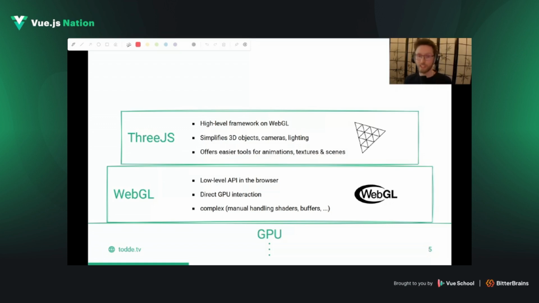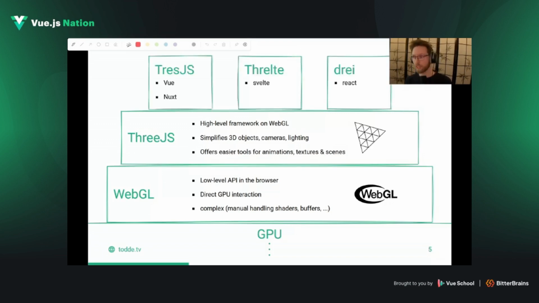And on top of Three.js, there are several libraries out there. In our case, for Vue and Nuxt, there's TresJS. A shout out to Alvaro and his team at this point for this awesome library. But also in other frameworks there are other things. For example, you can use Drei in React or Threlte in Svelte, and so on and so on.